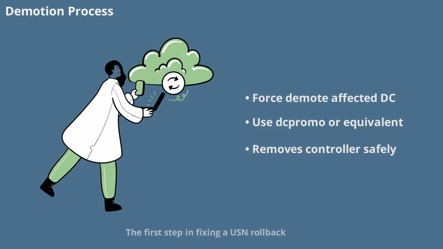The first step in fixing a USN rollback is to forcefully demote the affected domain controller. This can be done using tools like DC Promo with the /forceremoval option or its modern equivalents. This step ensures that the problematic controller is removed from the domain safely.